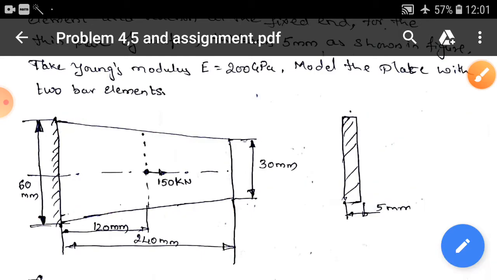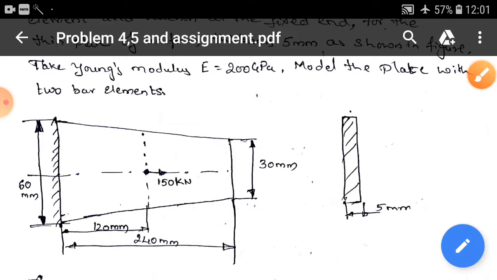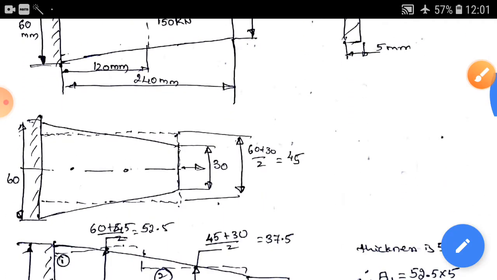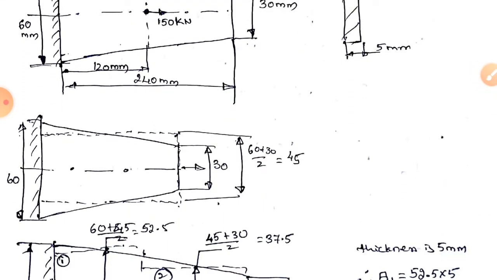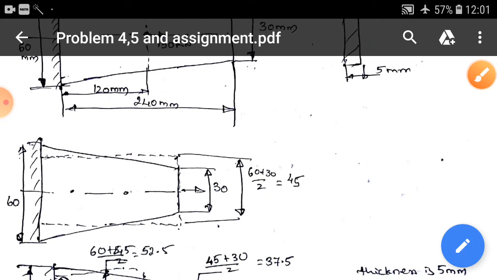If you do it as a single step, you can take it as 45. That is what I have shown here. If we take it as a single bar, we can model it like this, and the average height of 45 multiplied by 5 mm, the thickness, gives you the area. Now in this problem they have asked us to take two elements, so we can take another element.